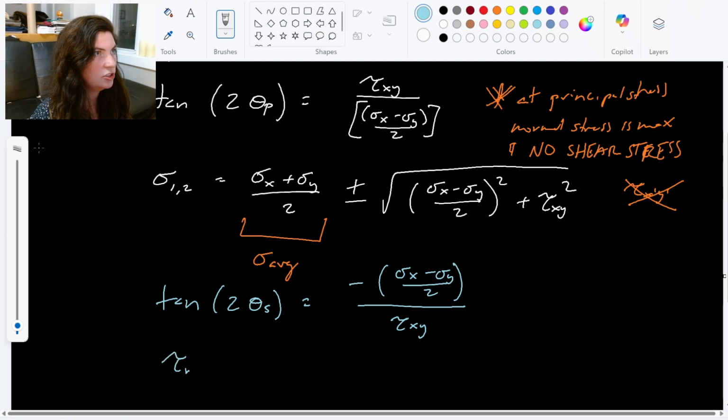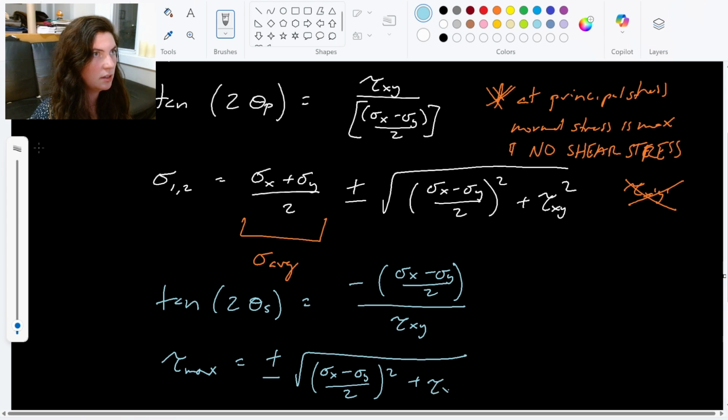And then our max shear stress value, tau max, is given by plus or minus the square root of that whole end of the equation that we had before. Right, so sigma x minus sigma y over 2 squared plus shear stress xy squared. It's just the second half of our principal stress equation, but completely removes the sigma average portion.